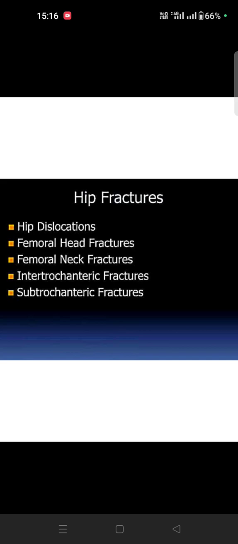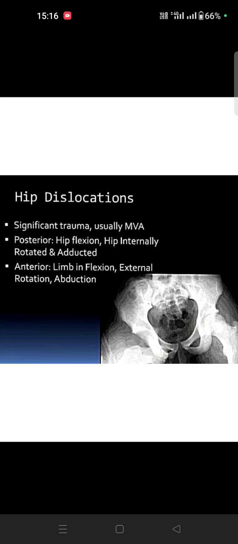Dislocation, femoral head fracture, then femoral neck fractures, intertrochanteric fractures, subtrochanteric fractures. Normally 250,000 people are affected by hip fracture. The main risk factors are poor balance, poor vision, osteoporosis, inactivity, elderly age, medication, and malnutrition. So, hip dislocation: here in the picture, it may happen in a motor vehicle accident, and so on.